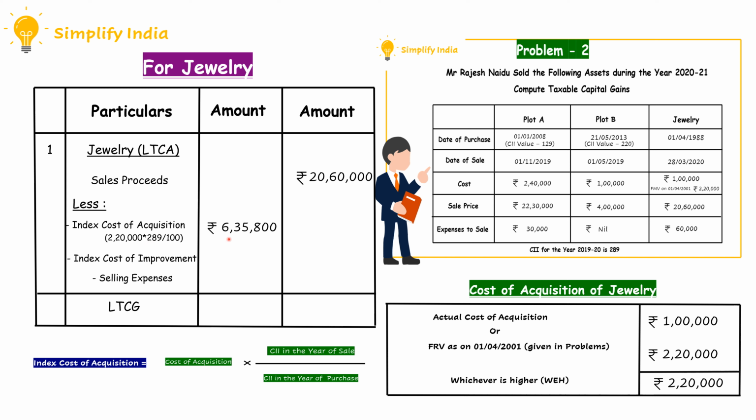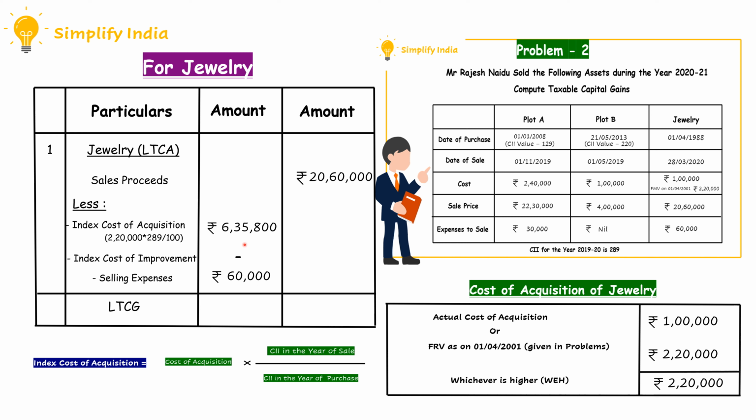We will get rupees 6,35,800. Next, we have index cost of improvement. As no improvement can be done in case of jewelry and there is no information provided in the problem, we have to take it as nil. Next, we have the selling expenses. Here we have the selling expenses of rupees 60,000, which we have to take down in the format.